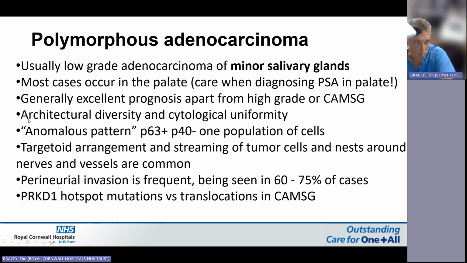It has, and this is the rule for polymorphous, architectural diversity and cytological uniformity. Or can you think of another tumor that has this? Pleomorphic adenoma. So be careful. Like I say, I'll just emphasize this again and again. The hardest diagnosis in head and neck pathology is polymorphous adenocarcinoma versus pleomorphic adenoma.